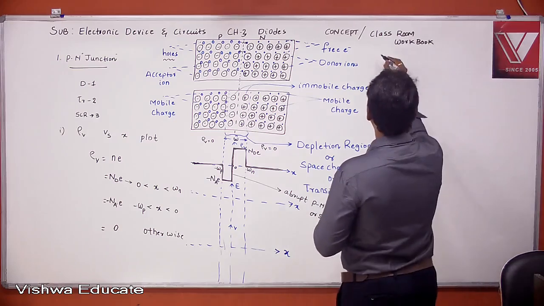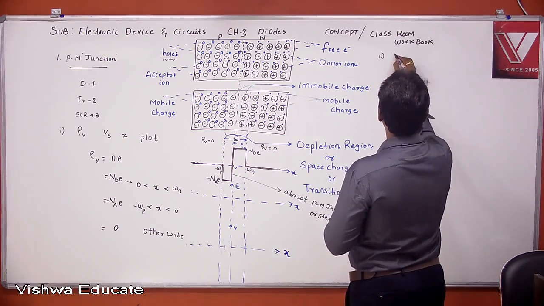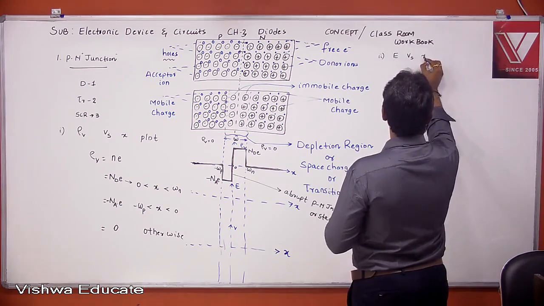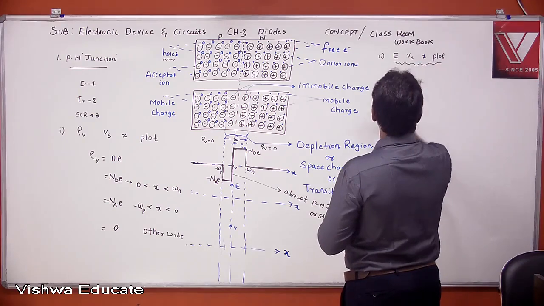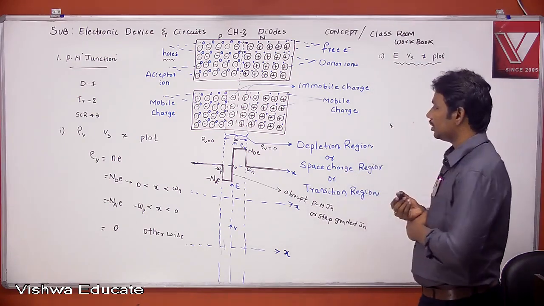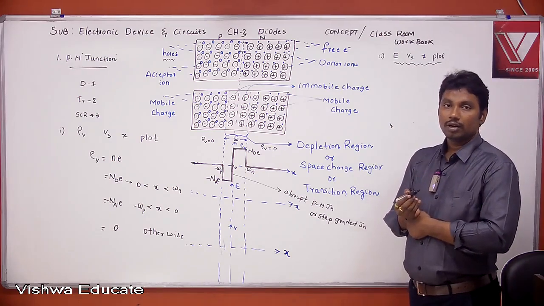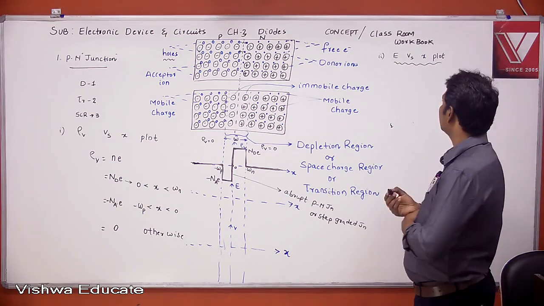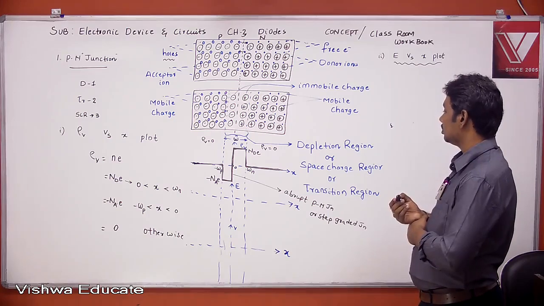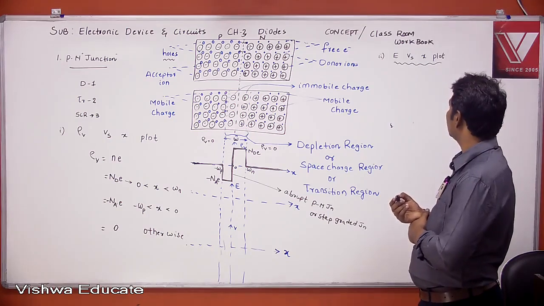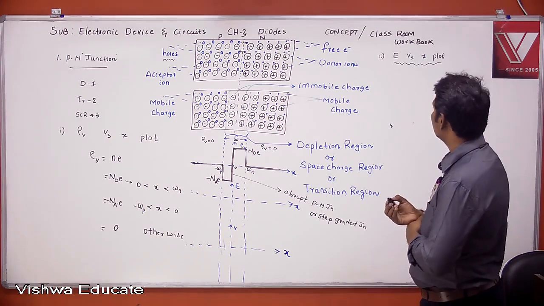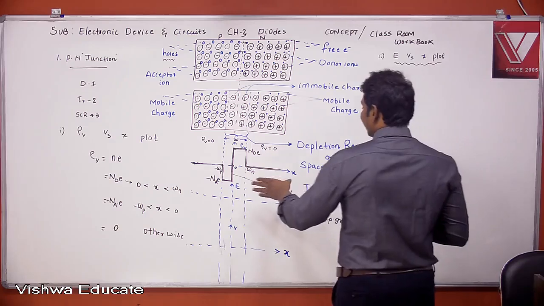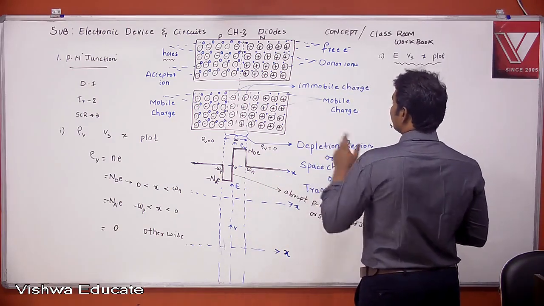And the next topic, electric field versus distance plot. Right. So now, let us see what the electric field versus distance plot is in the case of a PN junction.